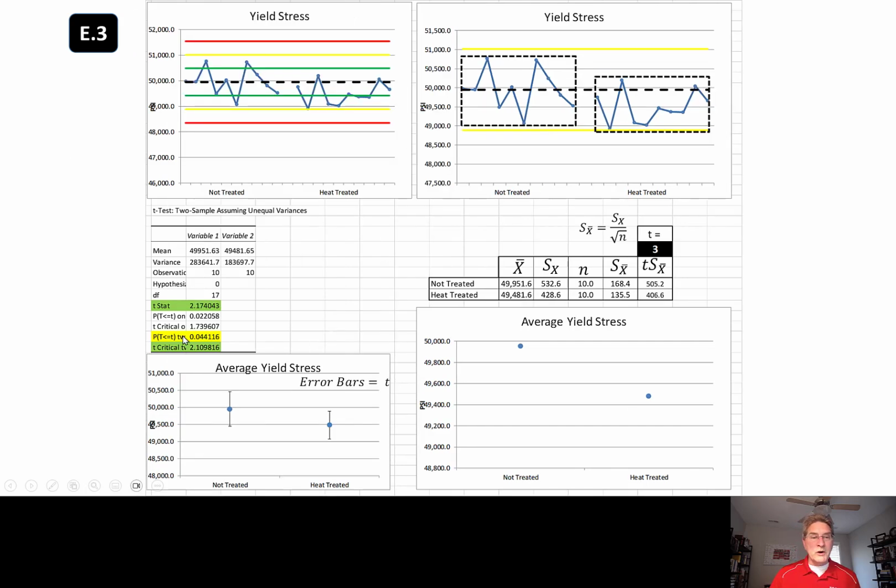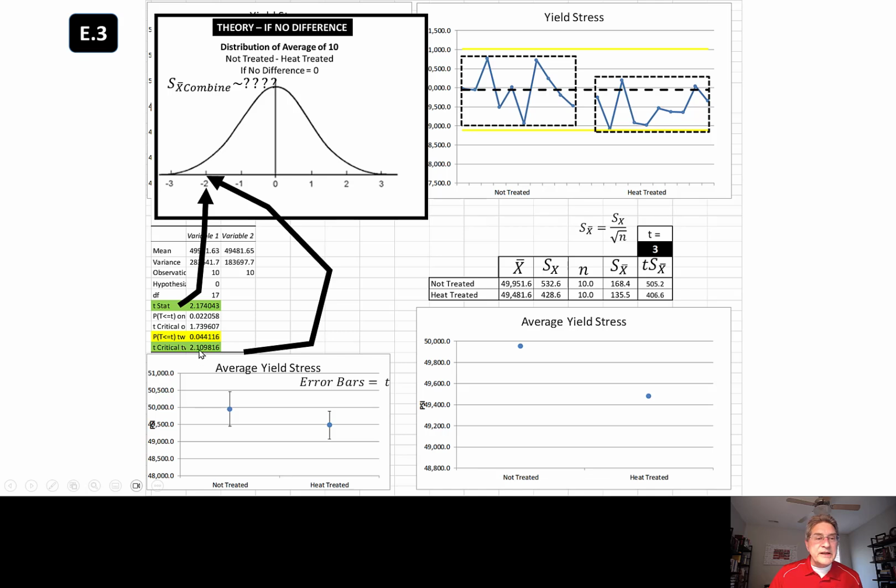Okay, let's go one more. Now our critical is 2.1. Our t-stat is 2.17. Notice there's a 4.5% chance. Now, for me, as an engineer, the t-stat says, yes, it did make a difference. If there was a lot of money riding on this, I would probably do a little bit more experimentation before I made a huge decision with it being that close. In theory, I could say that heat treating mattered.